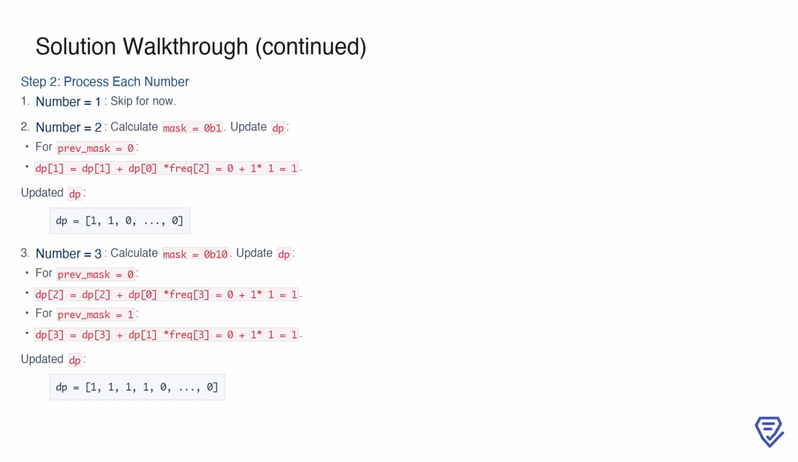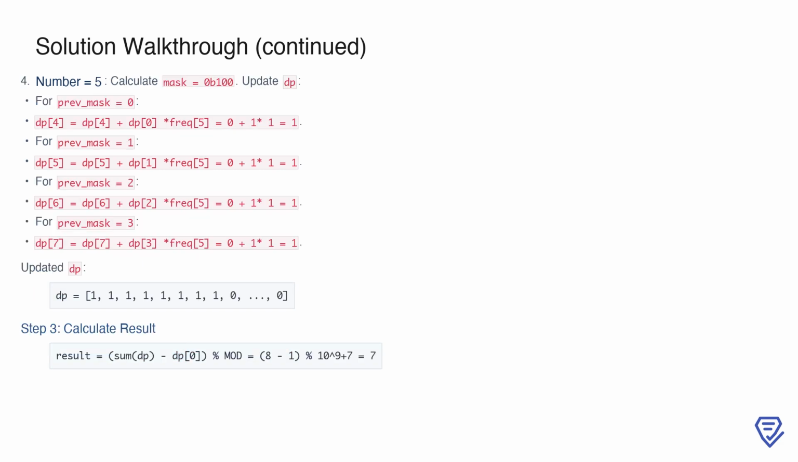Moving on to the number 3, we calculate its bitmask as 0b10. For prev_mask equals 0, we update dp[2] = dp[2] + dp[0] * frequency[3] = 0 + 1 * 1 = 1. For prev_mask equals 1, we calculate dp[3] = dp[3] + dp[1] * frequency[3] = 0 + 1 * 1 = 1. After these updates, the dp array is 1, 1, 1, 1, 0, 0.